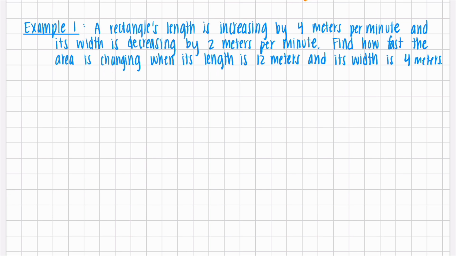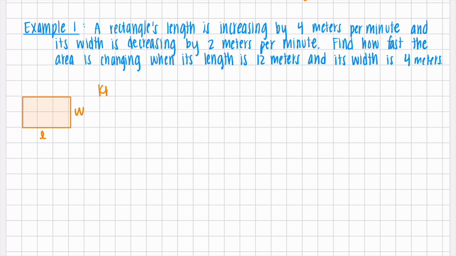Example 1 says a rectangle's length is increasing by 4 meters per minute and its width is decreasing by 2 meters per minute. Find how fast the area is changing when its length is 12 meters and its width is 4 meters. So first thing is I always recommend drawing a picture. So we have a rectangle and we're talking about the length and we're talking about the width.